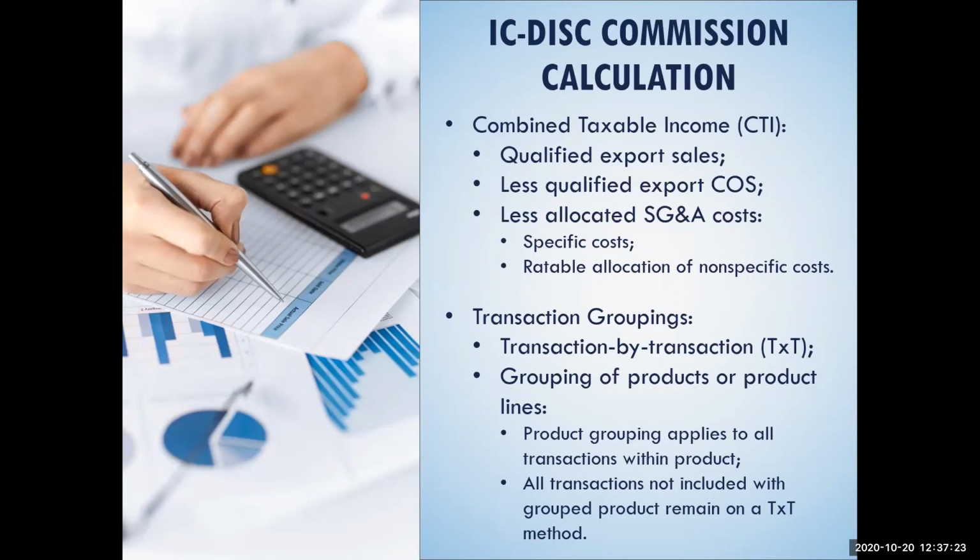It's possible, if you want to, you can group transactions by products or product lines. And sometimes that can help you maximize the commission. Note that if you group them, then that would apply to all transactions within that product. And then any transactions that fall outside that group product would remain on the T by T method unless you choose to group those by another product method. So there's really a lot of ways through the transaction by transaction method and product groupings to try to maximize the commission amount. And really by maximizing the commission amount, you're maximizing your tax savings from the IC DISC.